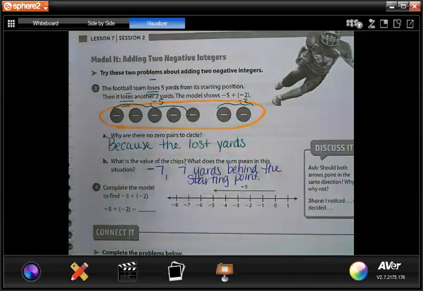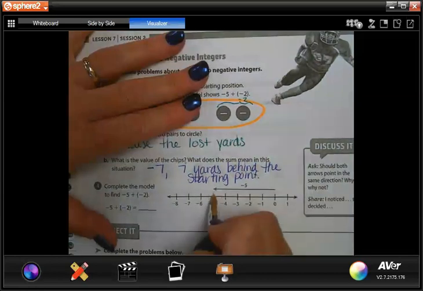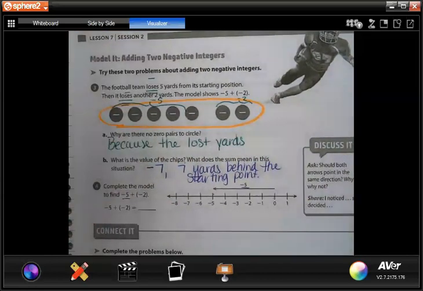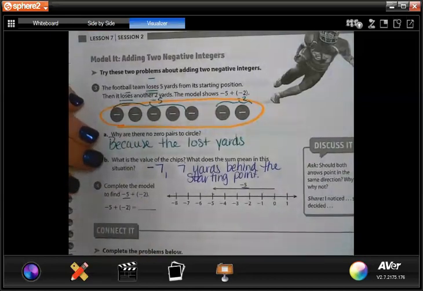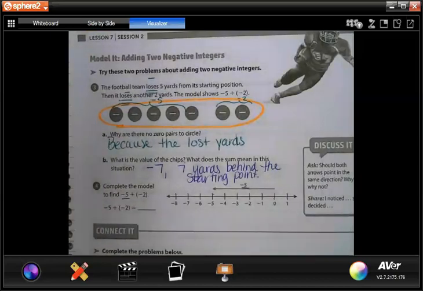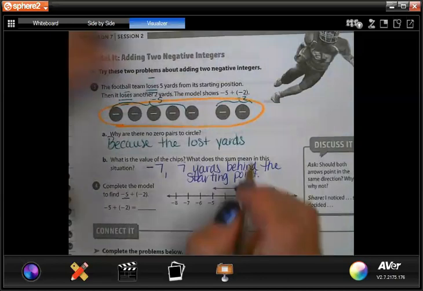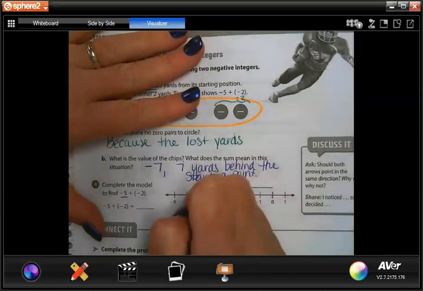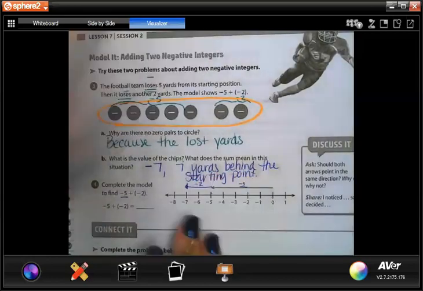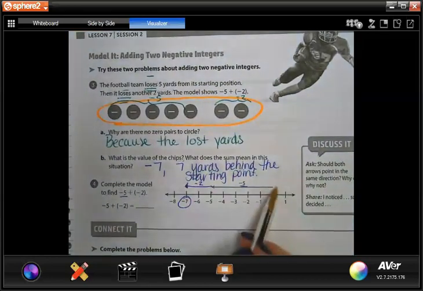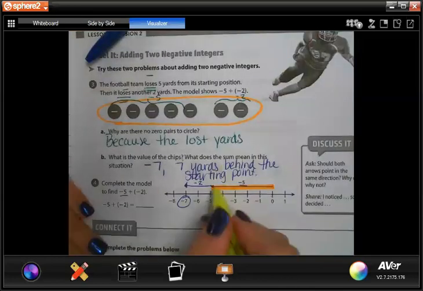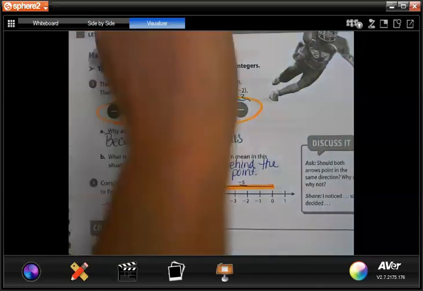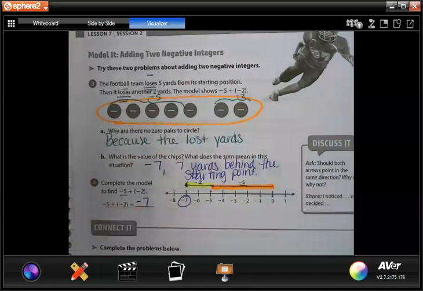Now, if we look at this on a number line, from 0 to -5, that's my first step right there. Now I'm adding 2 more negatives, so I continue into the dark side. Anytime I go into the negatives, I think of it as being in the dark side. So I'm going to go down 2 more units, and I land right here. So -5 plus -2 is -7. Okay. All right.